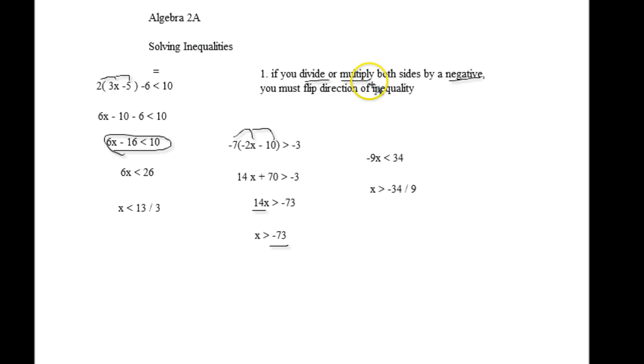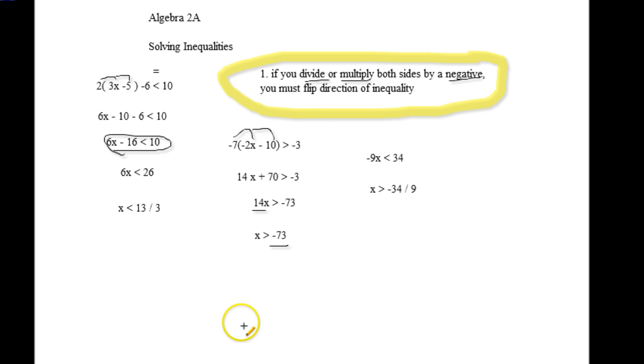So you just have to pay attention to the negative when working with this stuff, and make sure you follow the rules. Distribute first, combine like terms, move over, solve for the remaining variable. Inequalities have pretty much the same rules as equations, except for this one rule: if you divide or multiply both sides by a negative, you must flip the direction of the inequality.